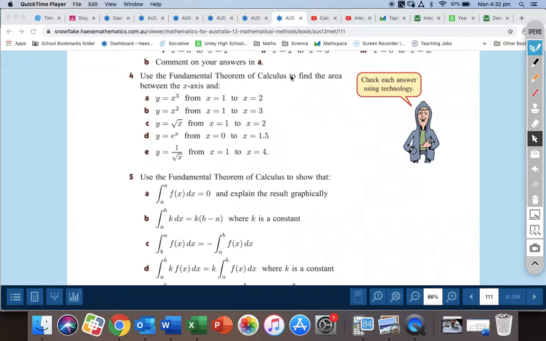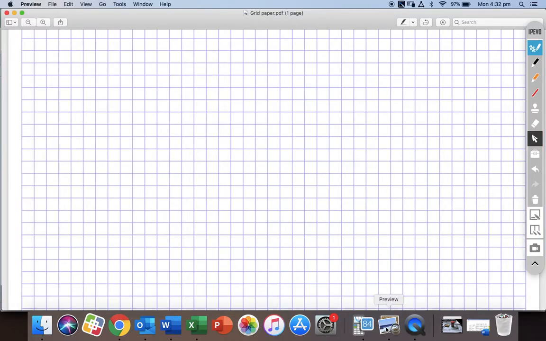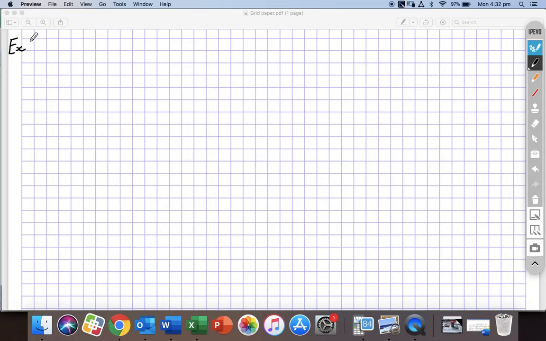Use the fundamental theorem of calculus to find the area between the x-axis and. Okay, we'll explain what that means in a minute. I just want to write out the question. I think I might use f of x notation instead. So the function, right, we're doing exercise 4C, question 4C, no coincidence at all. So the question was also 4C. They've given me this function and it equaled square root x.